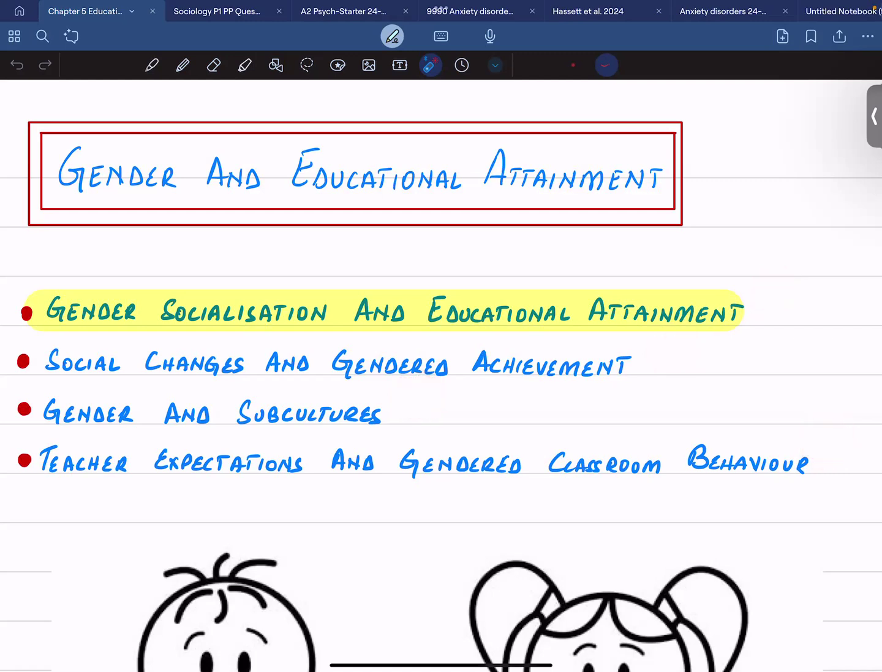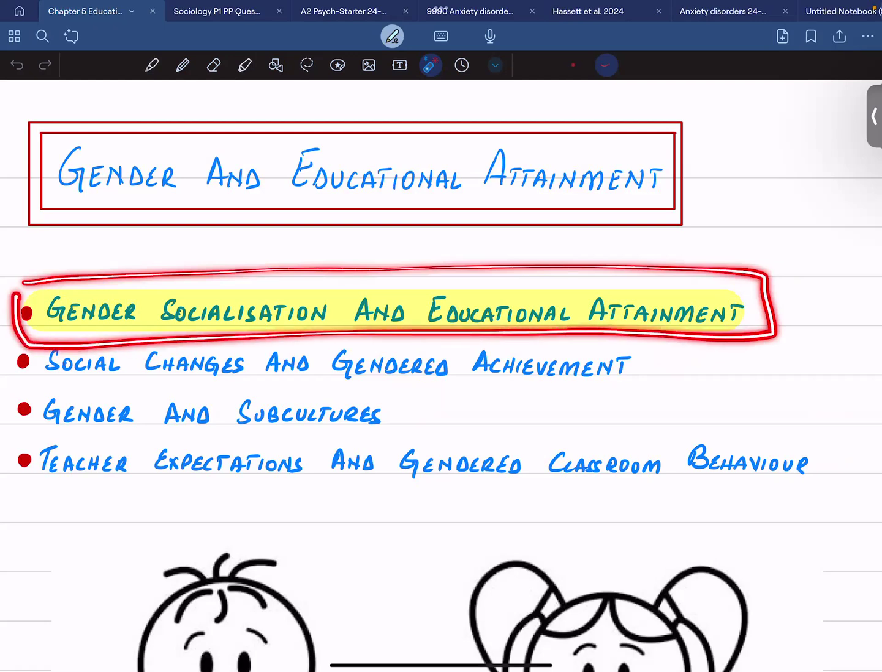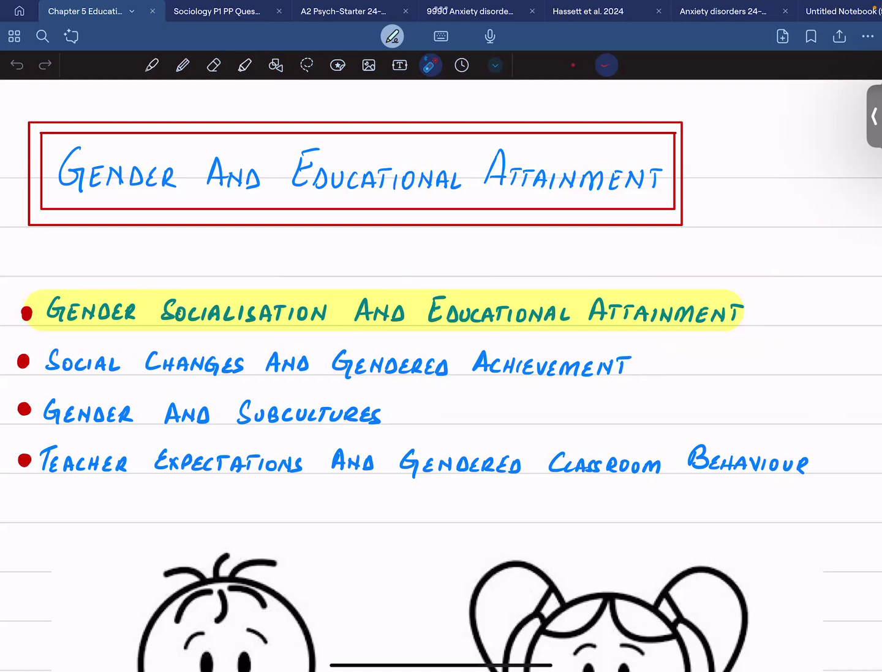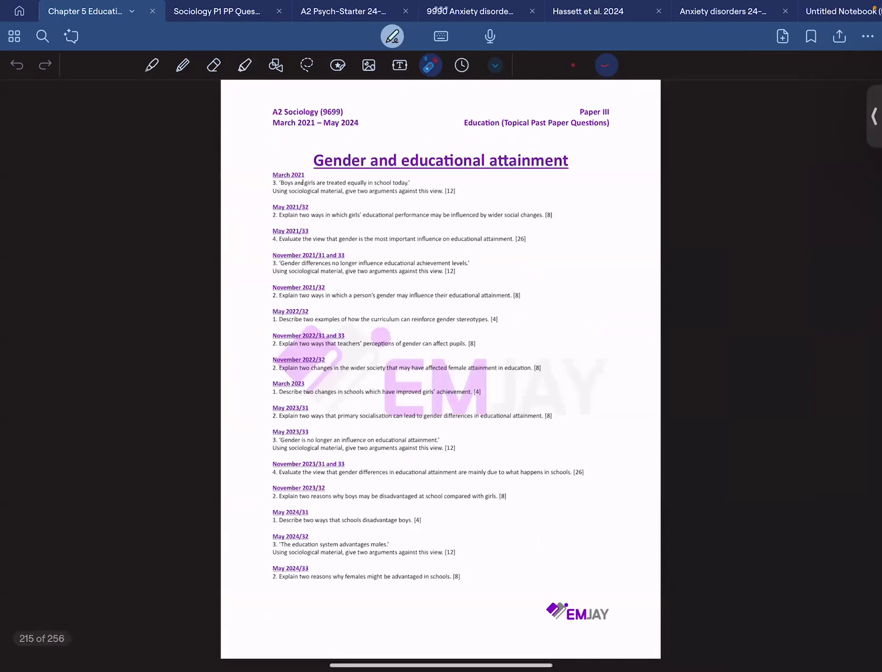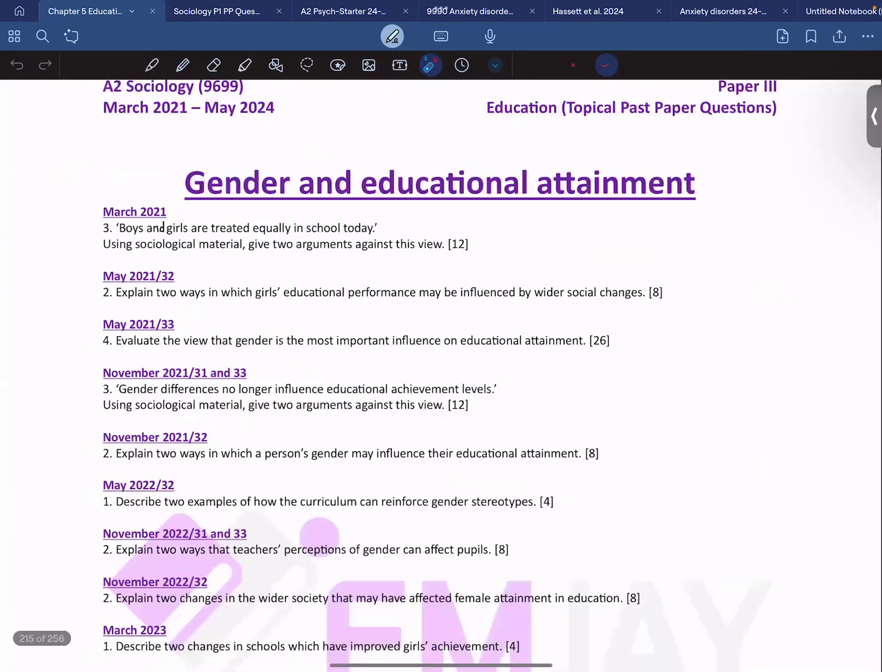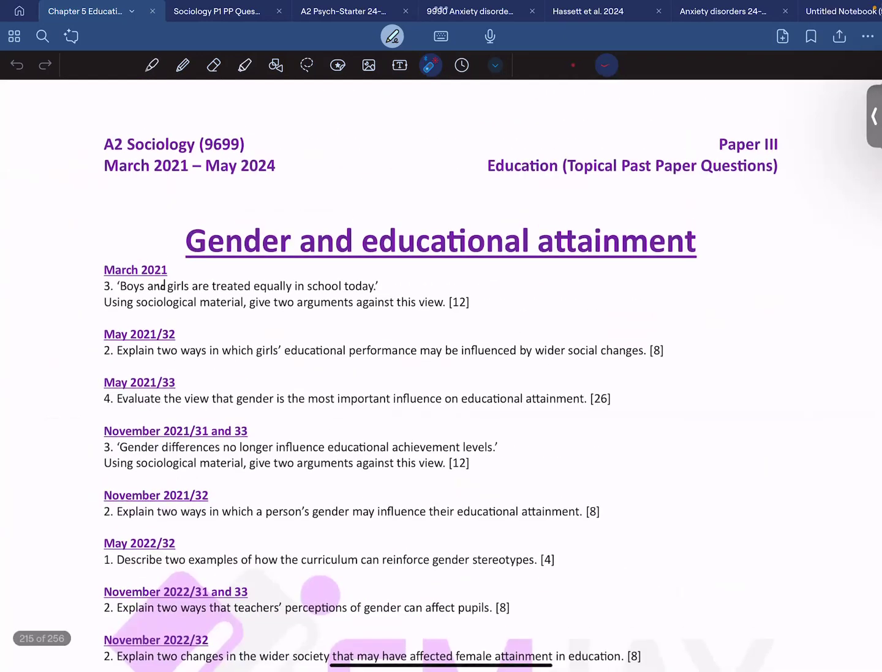In our lesson today, I'd like to teach this particular topic, the first one over here, that is gender, socialization, and education attainment. In other words, to what extent does socialization, being specific, gender socialization, affect the educational attainment of pupils? Now, to begin with, I would like to quickly show you the questions that we've had on this particular topic in the last 3 years.